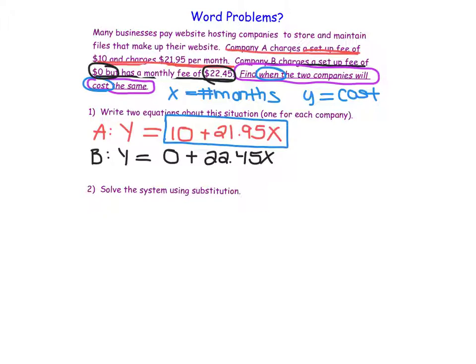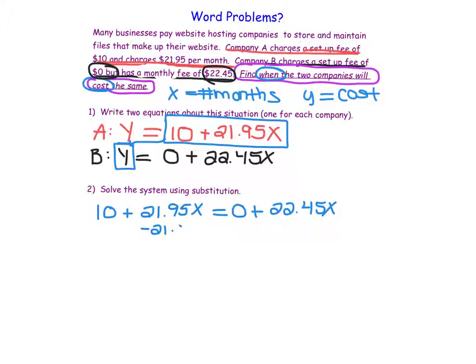And what we're going to do is we're going to replace what y is equal to in for the other y value. Remember, we're trying to find when our costs are equal. So we're going to set the cost equation for each situation equal to each other. So now if we replace the y in the second equation with 10 plus 21.95x, we'll have 10 plus 21.95x is equal to 0 plus 22.45x. So we've now set those two cost equations equal. Now we want to solve for the value for x when this is occurring.